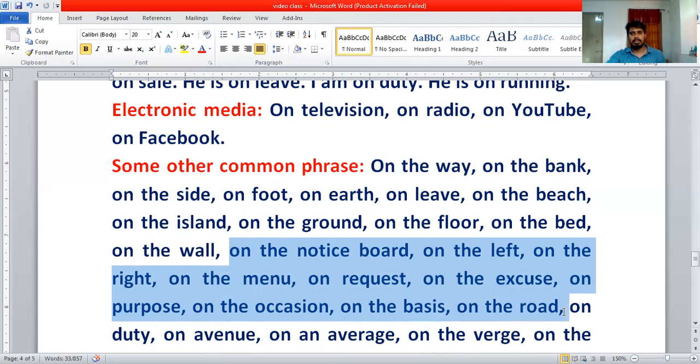On the road. There are a lot of cars on the road. But in case of street, we use "in the street." In case of street, we use in the street, but in case of road, we use on the road.